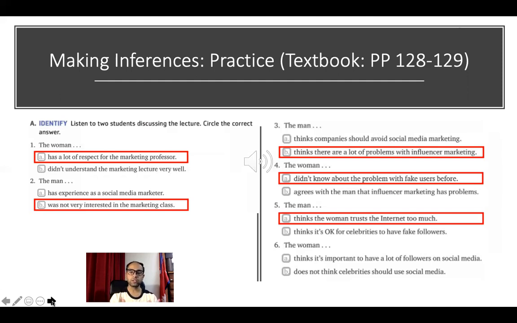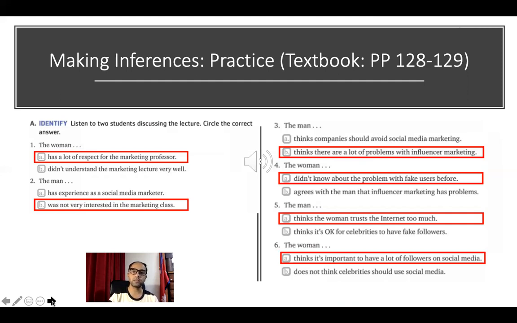But actually, it turns out the woman does not trust everything. But the man thinks the woman trusts everything. And last one, the woman thinks it's important to have a lot of followers on social media. That's quite funny. At the end, she thinks it's good to have many followers. That's why maybe after this discussion, she's going to create fake accounts and make her own followers increase, right? Maybe we can infer that. That's what inferring refers to.